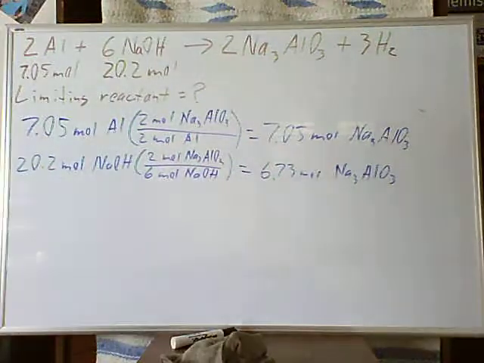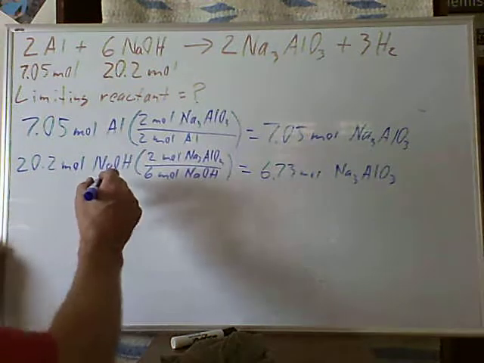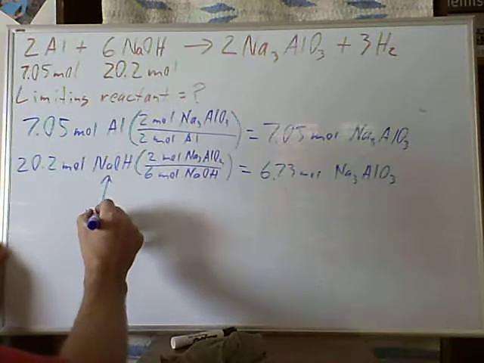So we get less of the product starting from the sodium hydroxide than we do starting with the aluminum. So that means the sodium hydroxide is the limiting reactant.